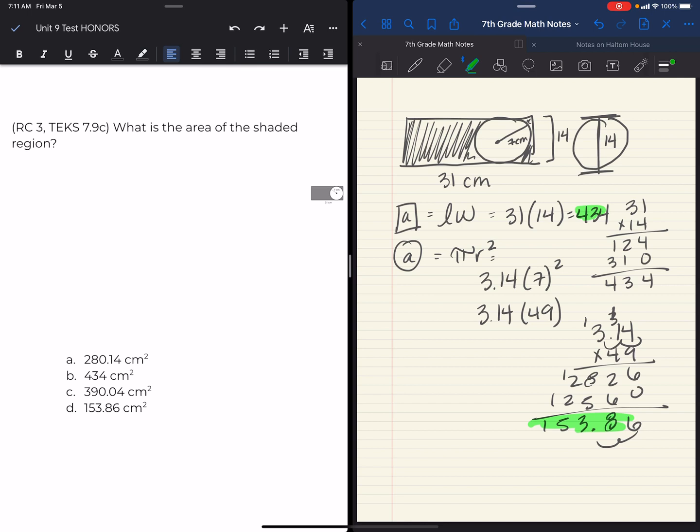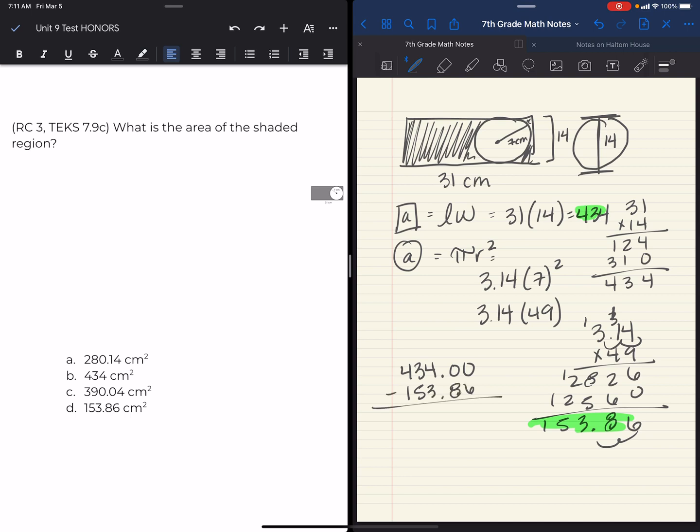Okay, now since I'm doing embedded shapes, I should be subtracting these two numbers, right? Because I'm taking the circle out of the rectangle. So let's go ahead and subtract. I am going to put a decimal at the end of that 434, just so I can make sure I line up all my place values correctly with the 153.86.